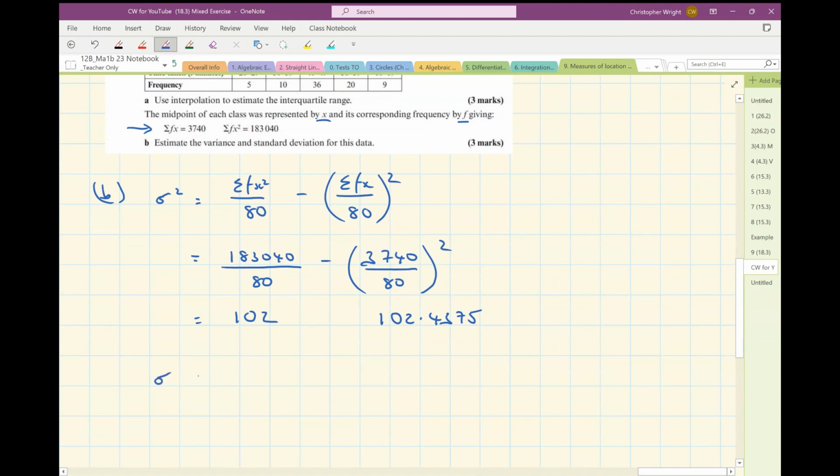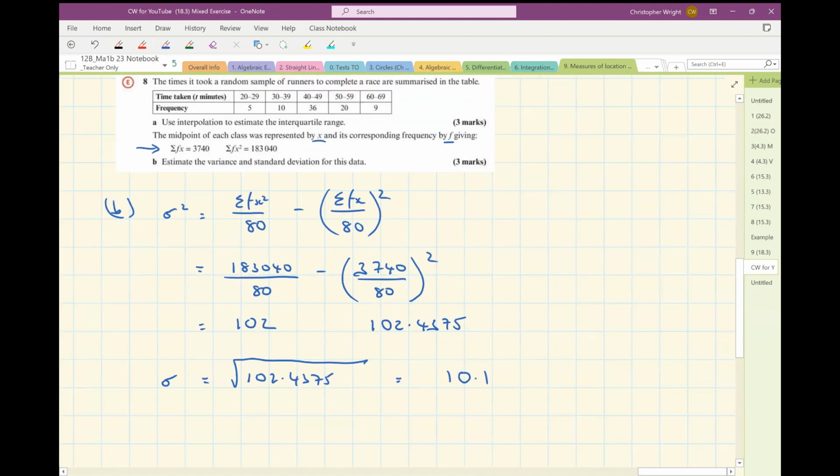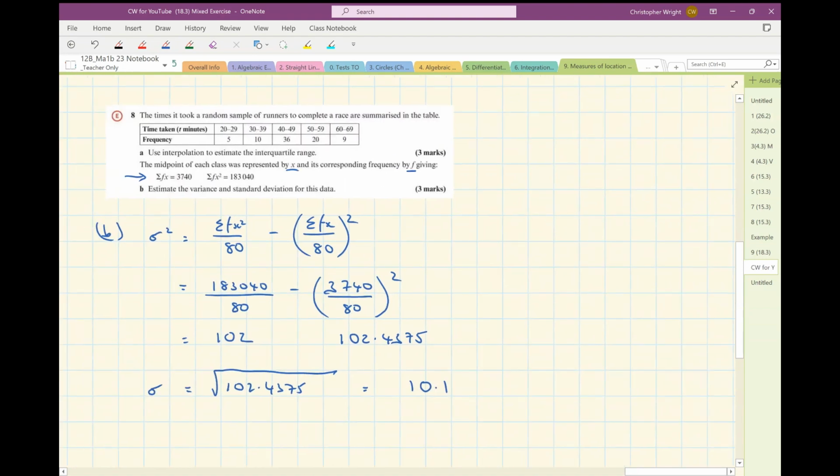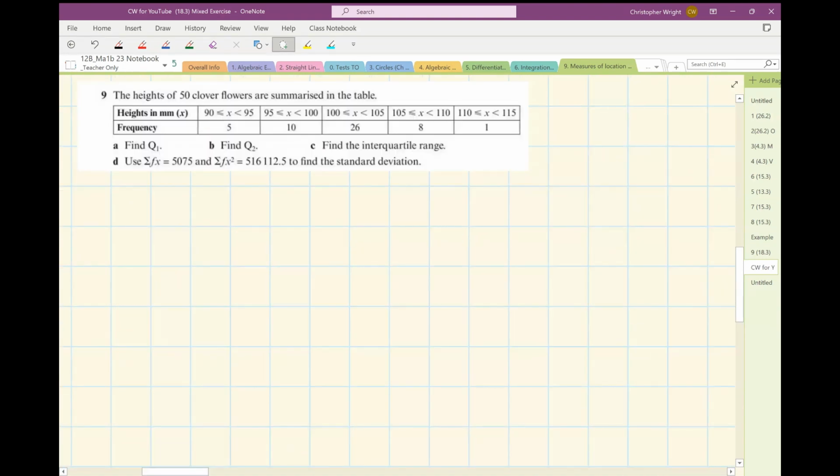Okay, and then the standard deviation, of course, is the square root of that. Make sure you square root the whole number. Gives you a standard deviation of 10.1. And that is number 8 done. Question 9. The heights of 50 clover flowers. So n is 50, as summarised in the table.